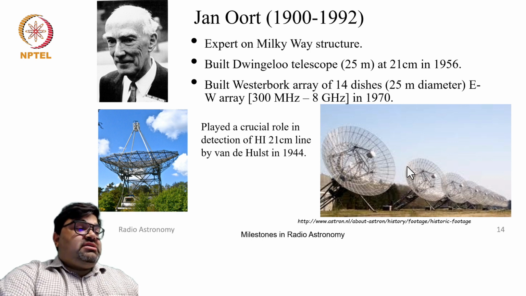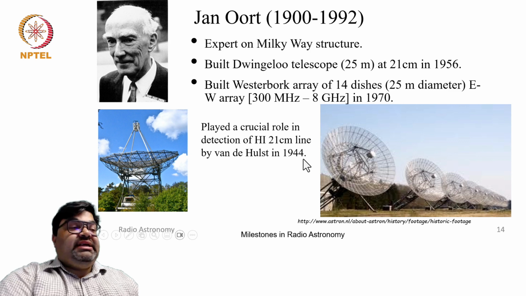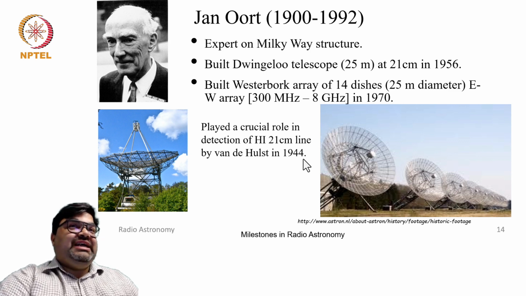Also, Janot had a crucial role in the detection of HI 21 centimeter line emission from the Milky Way. Although it was actually done by Van de Hulst in 1944, he played a very important role, which we can discuss when we come to that towards the end of this course.